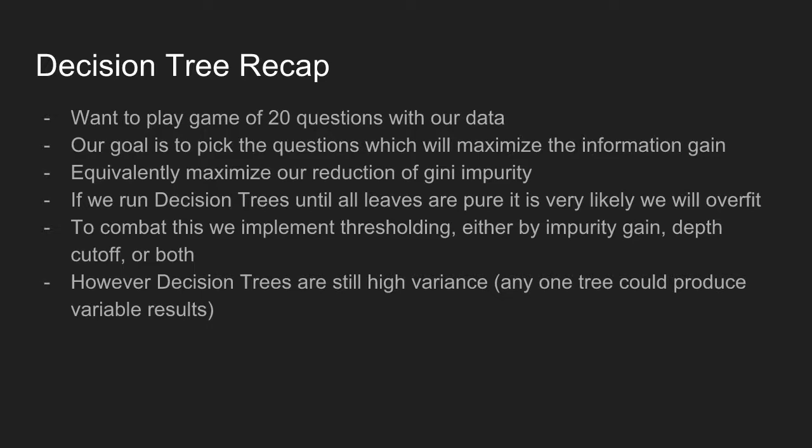And if we run the decision tree until all of our leaves are pure, then it's very likely that we are going to overfit. So to combat this, we implement two different kinds of thresholding, either by impurity gain or by depth cutoff or both. However, decision trees are still very high variance, so one decision tree could produce variable results. So does anyone have any questions about what we covered in the last lecture?